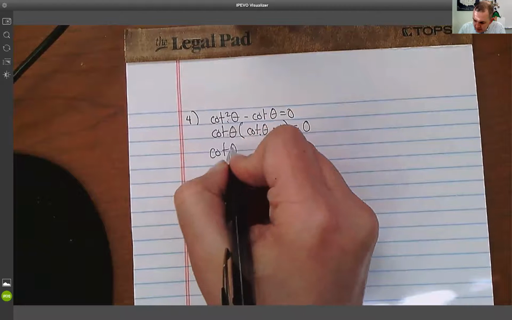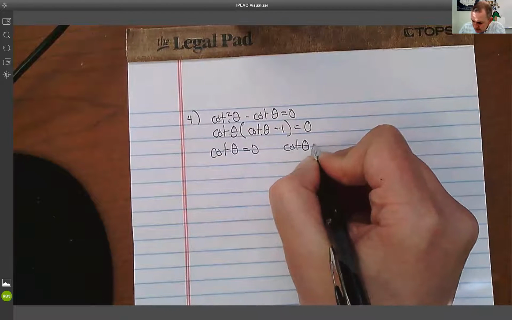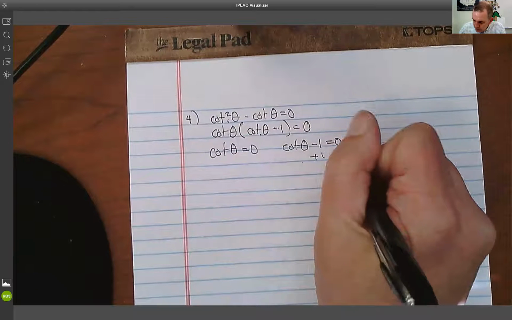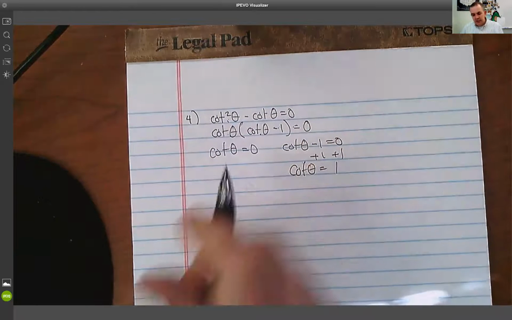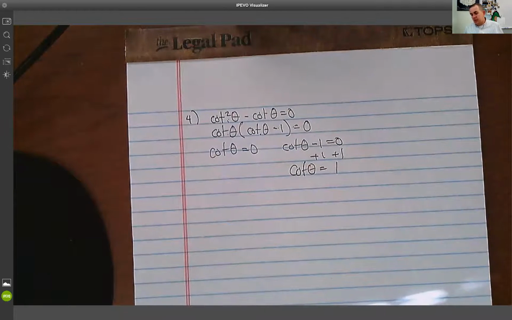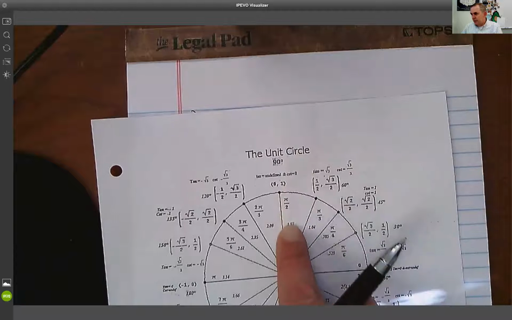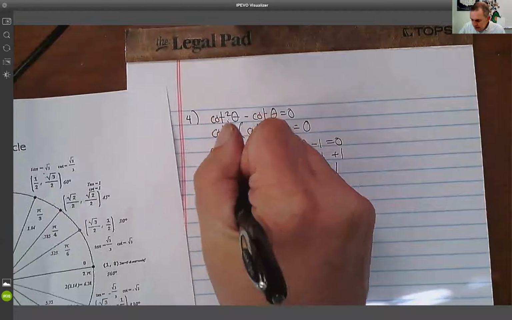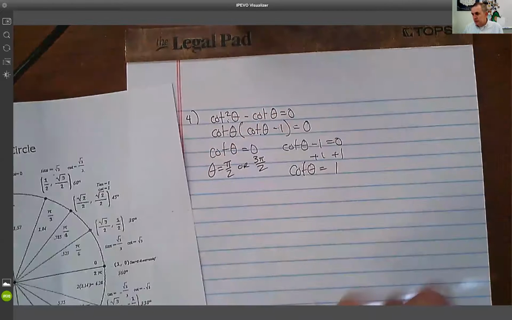So now what I can do is I can set cotangent of theta equal to 0. I can set cotangent of theta minus 1 equal to 0. Add 1, add 1. That's going to tell me I'm looking for where cotangent theta is 0 and where cotangent theta is 1. Cotangent theta is 0 here at pi over 2. And using that same trick, I can also find out that it's also at 3 pi over 2.